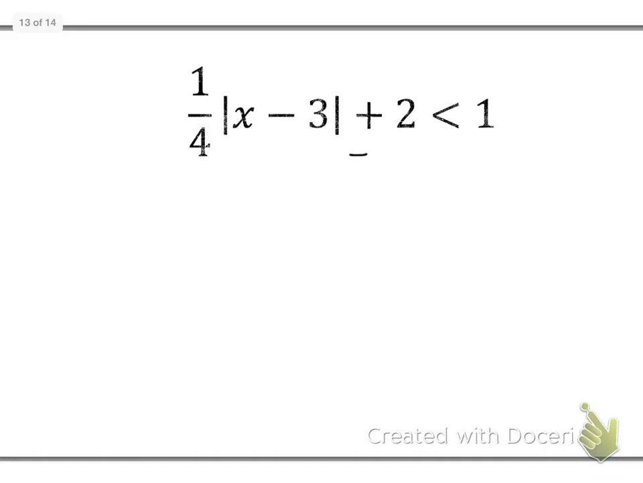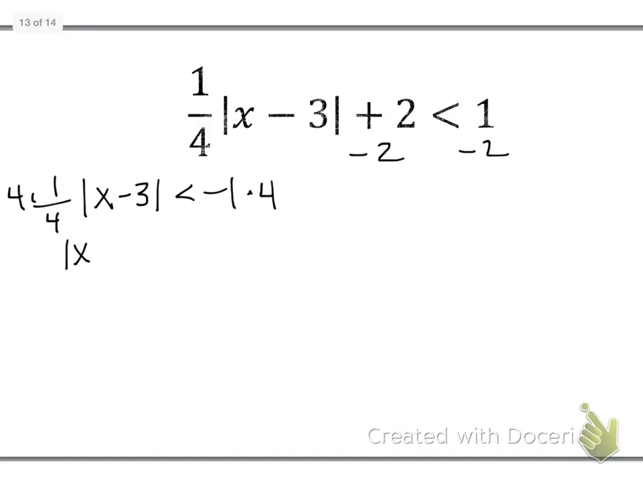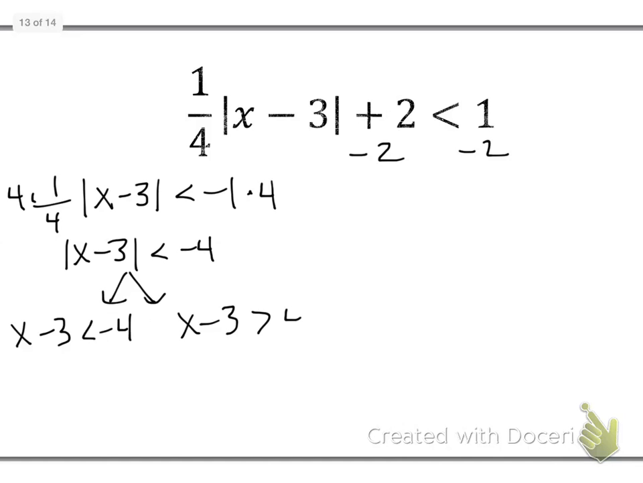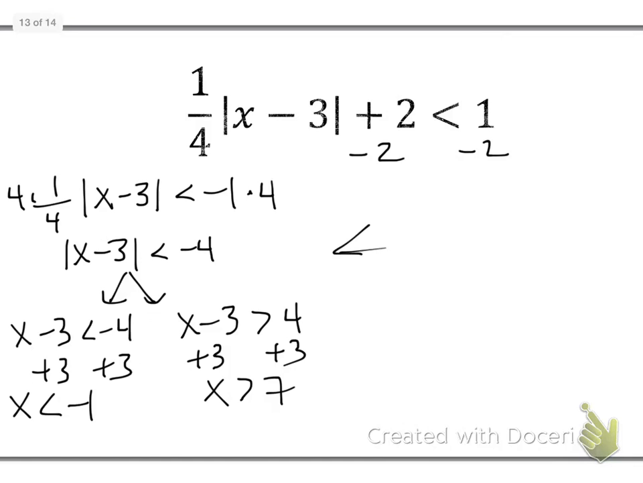Okay, we have to get rid of the things not attached to it first, so subtract 2. So it's negative 1 now. To get rid of the 1/4, we need to multiply by its reciprocal, so multiply by 4. Now we can split it. So I have x minus 3 is less than negative 4. X minus 3 is greater than positive 4. Add 3 to both sides. So x is greater than 7, and x is less than negative 1.